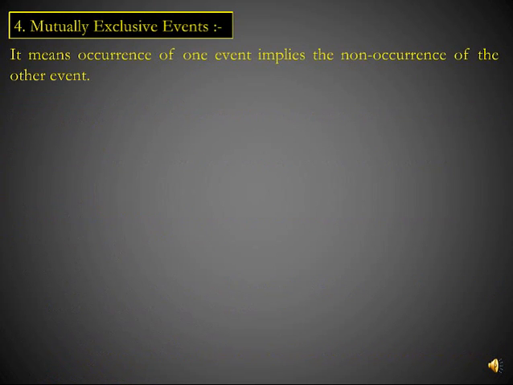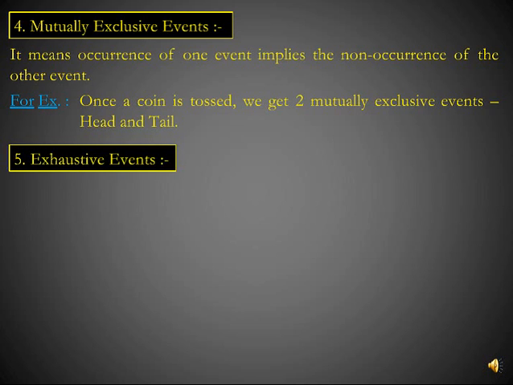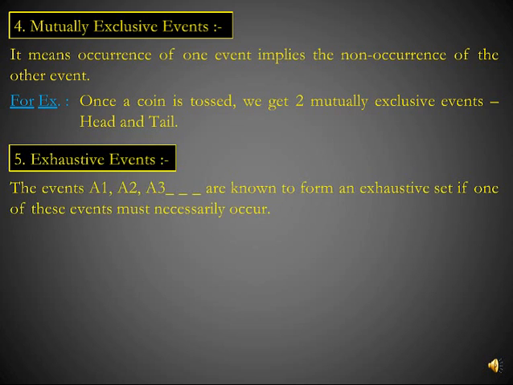Fourth one is mutually exclusive events. It is a situation in which two students in a class hate each other so much that they cannot sit together on a bench. So mutually exclusive events means occurrence of one event implies the non-occurrence of the other event. Say for example, once a coin is tossed, we get two mutually exclusive events as head and tail. Means if head comes, then tail can't come in that event, and if tail comes in an event, then head cannot come in that event.